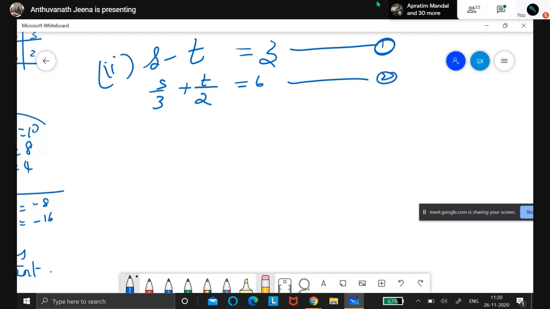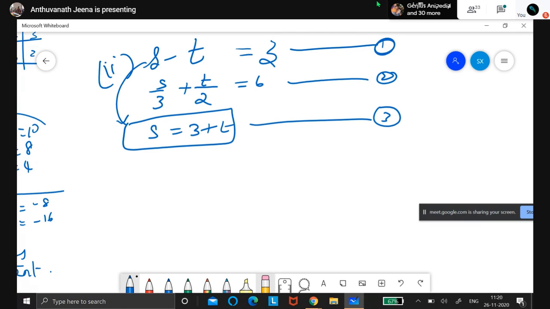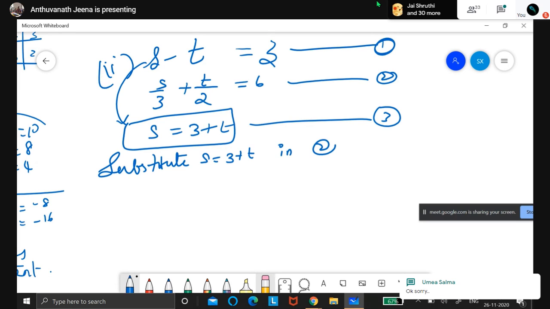Now you see the second equation looks complicated, so don't touch the second. The first equation you change. So S is equal to 3 plus t. Make it the third equation. After changing the first equation, substitute S is equal to 3 plus t in the second equation. Whatever equation you are changing, don't substitute in that equation. Substitute in the next equation. So write the steps.